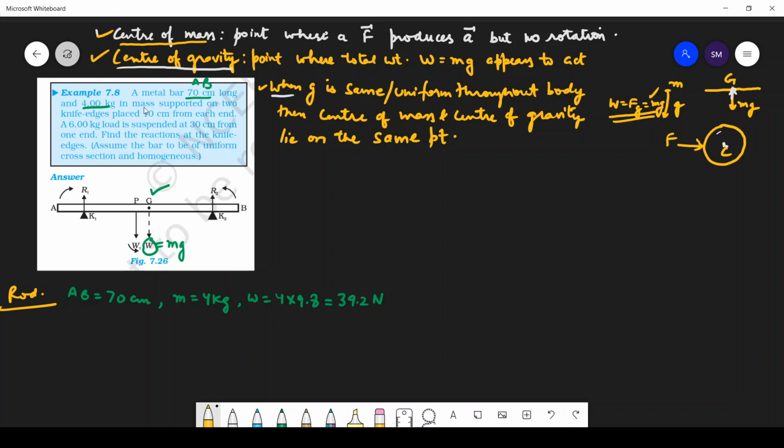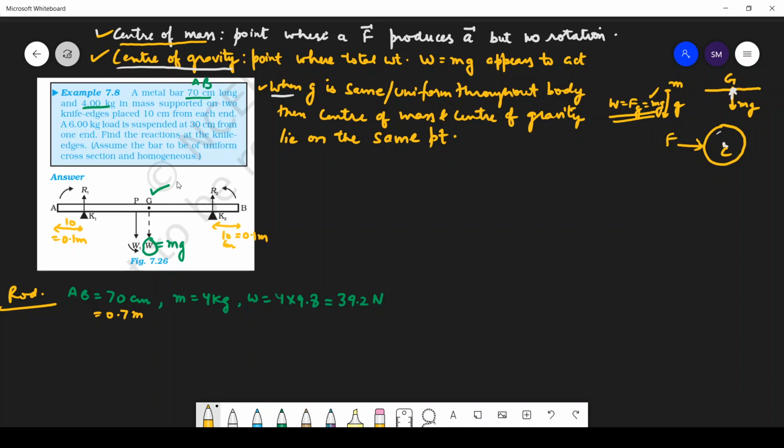Now the rod is supported on two knife edges placed 10 centimeter from each end. So these are the knives which are placed at 10 centimeter and 10 centimeter. Students, you need to take SI units. So all these units which are in centimeters, you need to change into meters. So 70 centimeter means 0.7 meter, 10 centimeter means 0.1 meter.